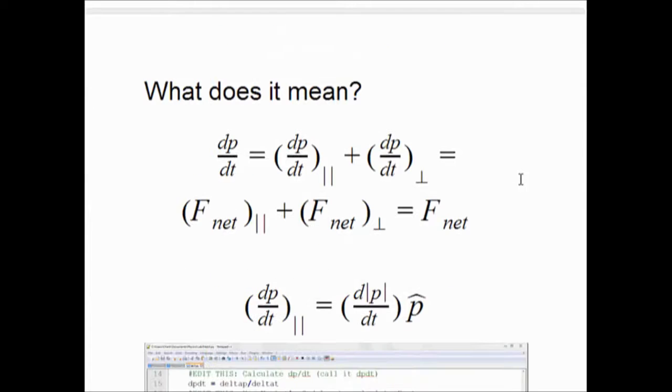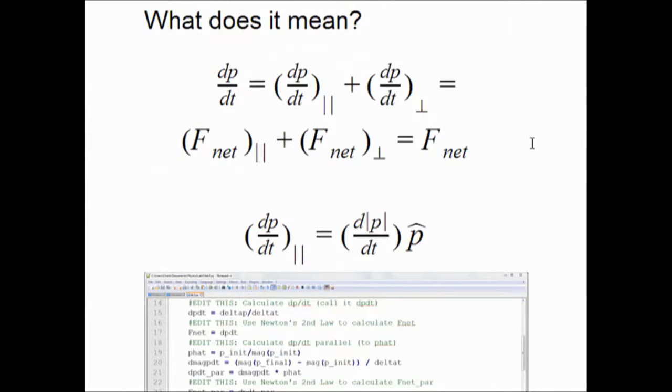So what does this mean? We know that the change in momentum can be broken down into its parallel and perpendicular component parts, which correspond in turn to the parallel and perpendicular parts of the net force. As demonstrated in the code here at the bottom, the parallel component of the change in momentum is equal to the change in magnitude over the change in time times the unit vector in the p direction, where p is our initial momentum. We can then find the perpendicular component simply by subtracting our results from dp/dt.